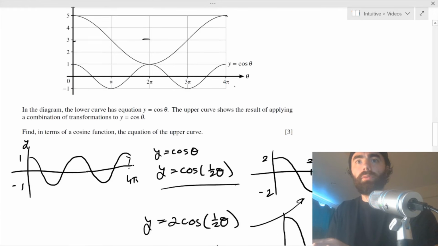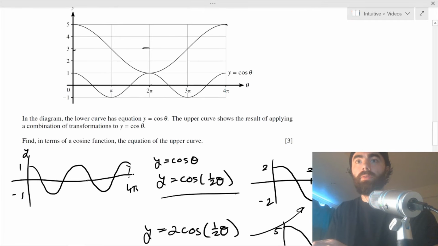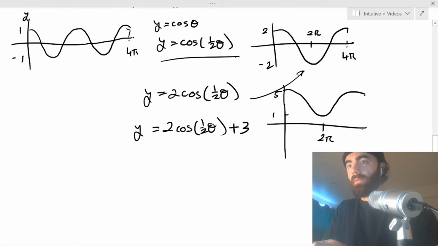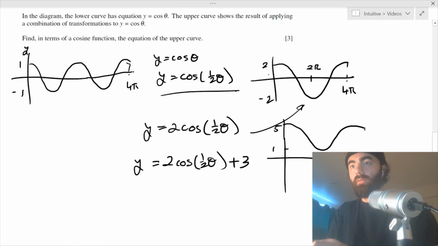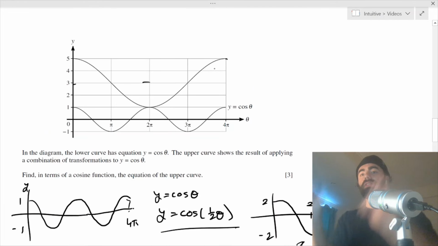Wait, what is it? Where this is 1, 5, and we got 2 pi, 4 pi. Okay, so then I've shifted this graph up 3. This will go from minus 1, 0, 1 to 3, 4, 5. So we just shifted that whole thing up. So what I did there is I got the same shape, and then I shifted it to the same position.